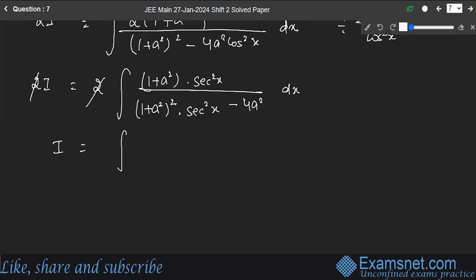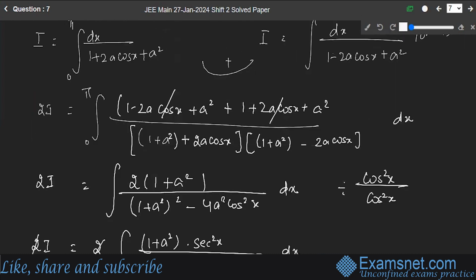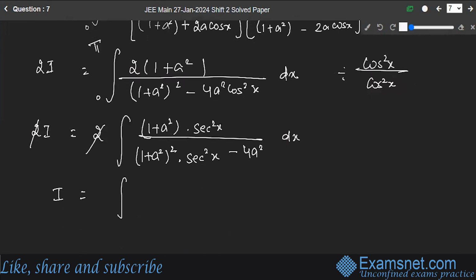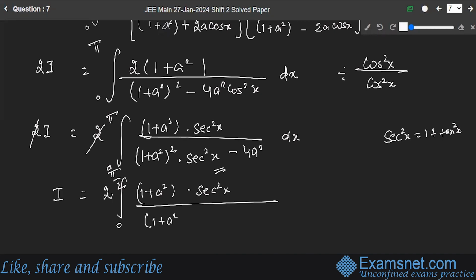Now let's put secant square x, this 2 and 2 will cancel, I is equal to, let's put this secant square x as, one thing, I forgot to put the limits everywhere. Now I'll do one thing more. I'm changing the limits, 0 to pi by 2. I will take 2 outside, right? Now, also doing one thing, I'll put this secant square x as 1 plus tangent square x. So this will be equal to 1 plus a square into secant square x divided by 1 plus a square whole square into 1 plus tangent square x minus 4a square dx.